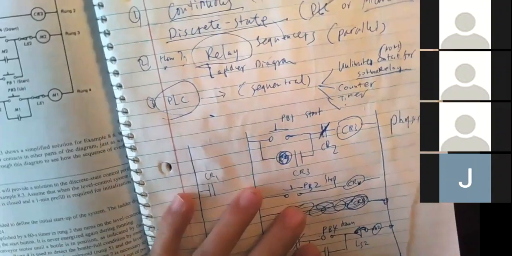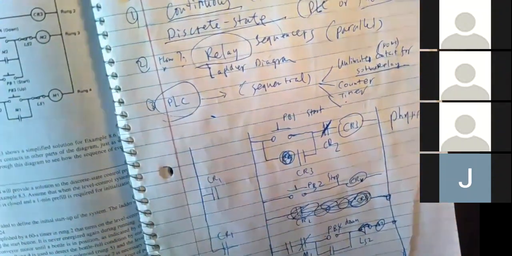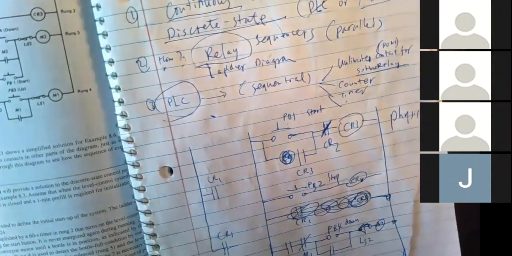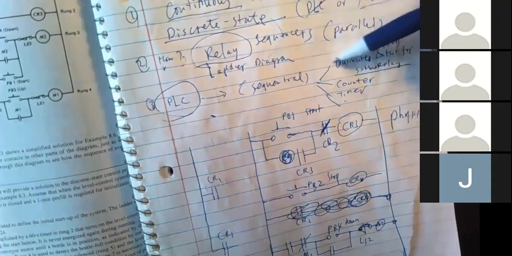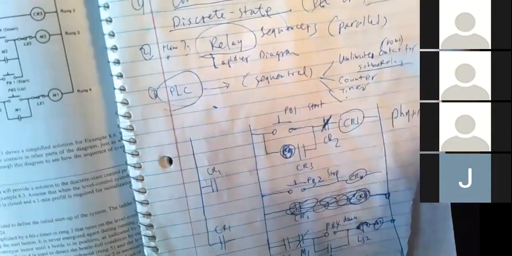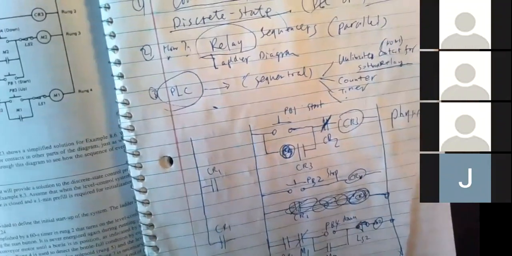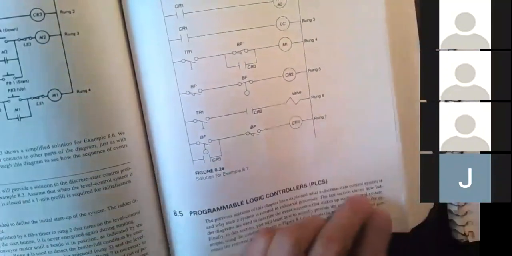So PLC will simulate all the relays, relay actions, the delays, and no need to rewire the relays. So that's quite an advantage. So PLC came from this assembly line replacing all the relays. So let's look at the PLC.